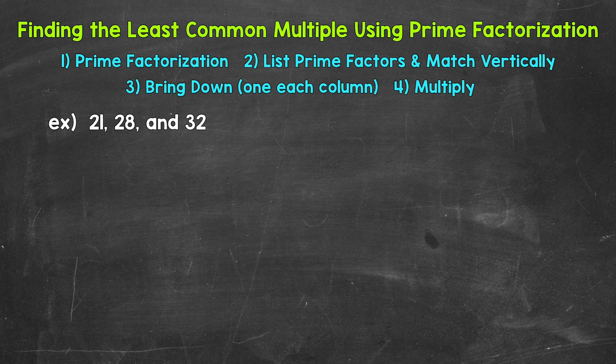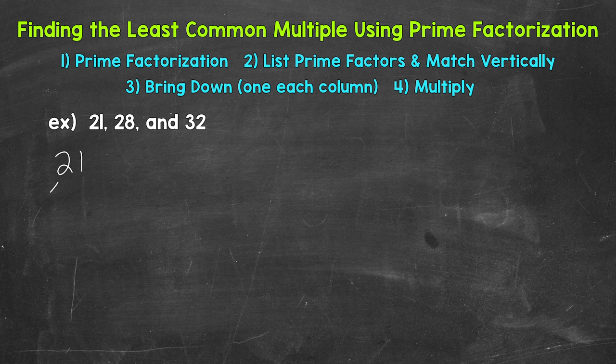So this is a different approach, a different strategy to be familiar with when it comes to finding the least common multiple. Let's jump into our example where we have 21, 28, and 32. So we need to find the least common multiple of those three numbers. Let's start with the prime factorization of all three of our numbers, starting with 21.